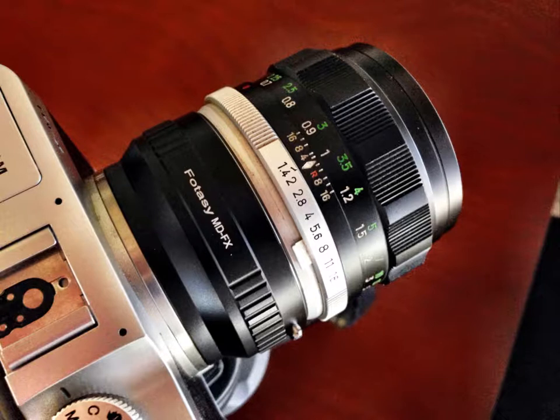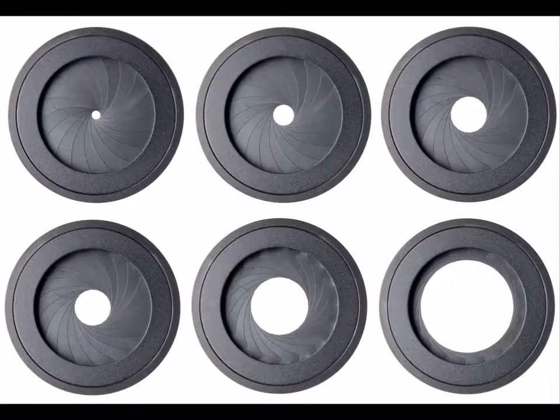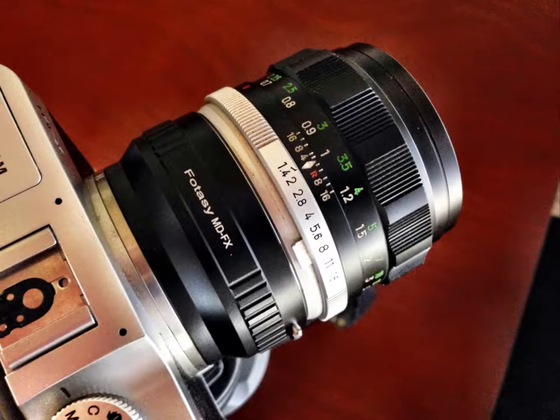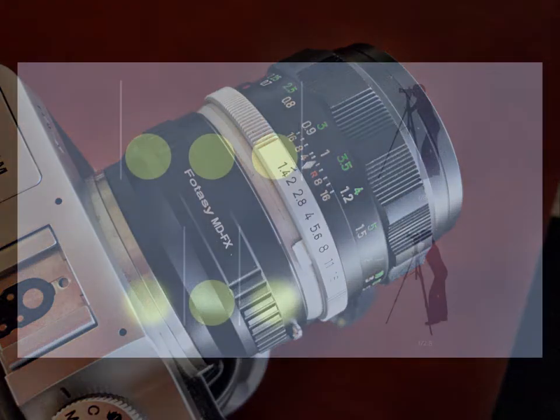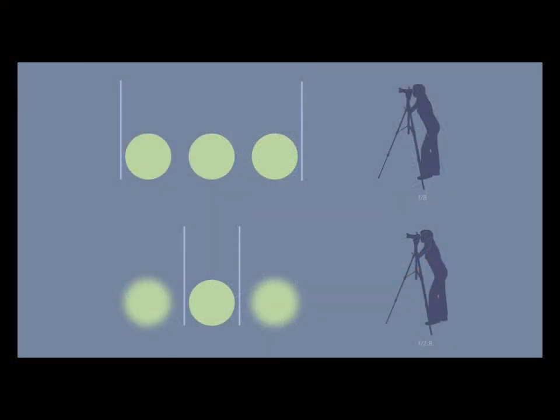Those are the numbers that correspond with the diameter of the circle. But again, remember, the 1.4 is the largest opening, and the f/22 would be the smallest opening. Now, what those numbers are really relating to is not a diameter, not a measurement of that, but it gets into a measurement of what's called depth of field, and that's what this is all about. So let me show you what we're talking about here.